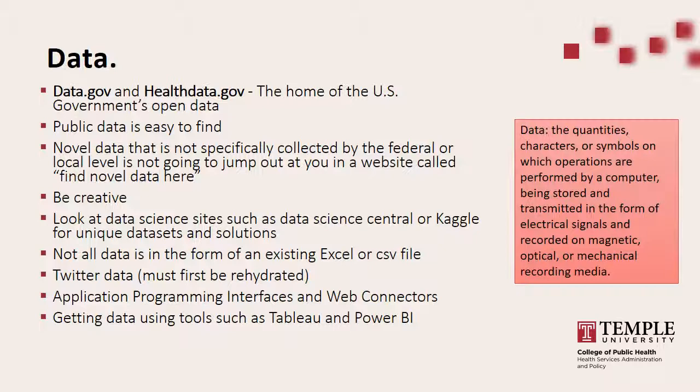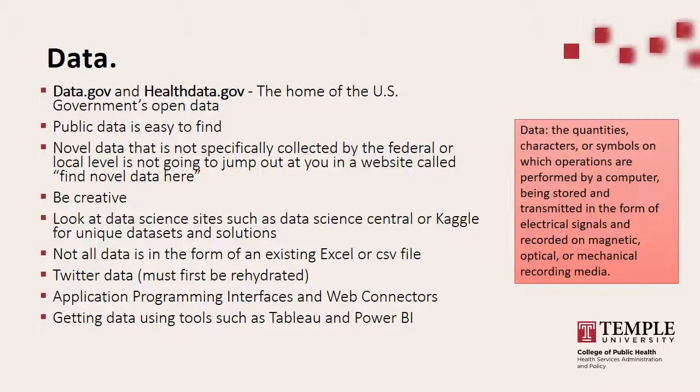Data. Let's start with what I would say is the most qualified and accurate data that we have at the federal level. This data can come from data.gov and healthdata.gov. This is the home of the U.S. government's open data. There are links on this site that take you to other areas that have federal data, such as the Centers for Medicaid and Medicare Services, which is cms.gov, as well as other agencies that have data.